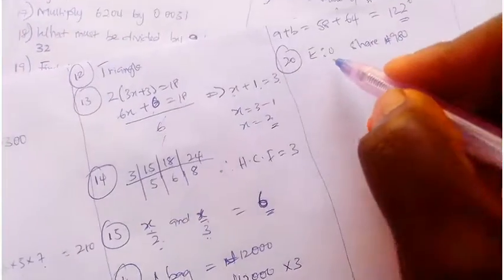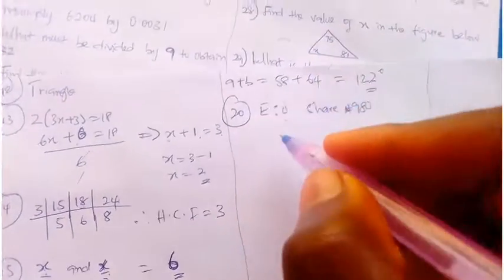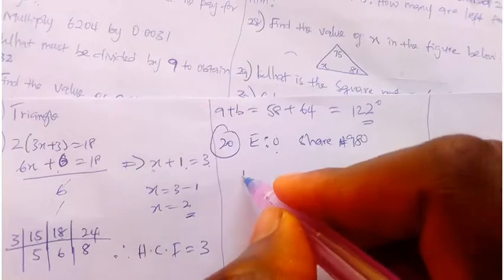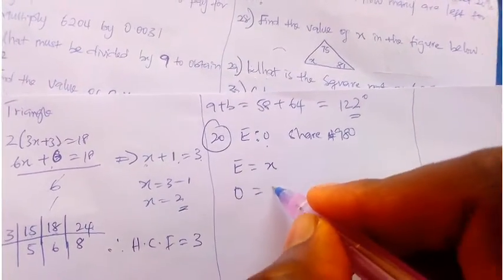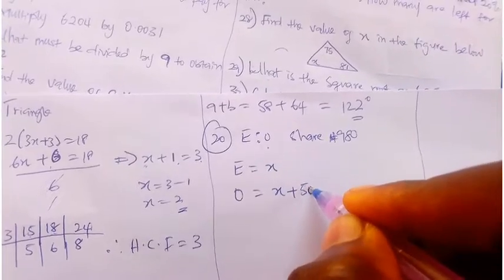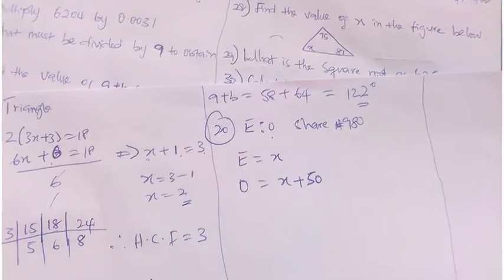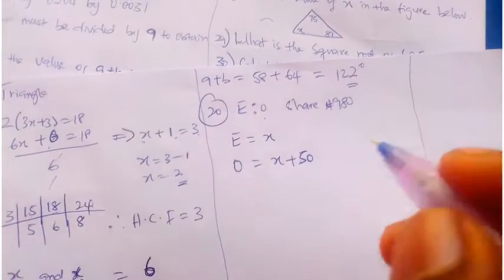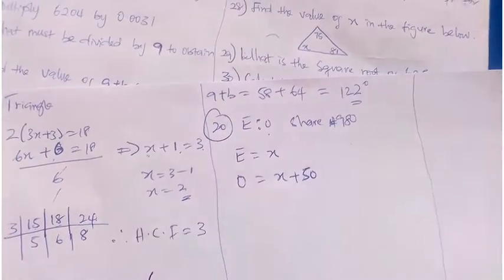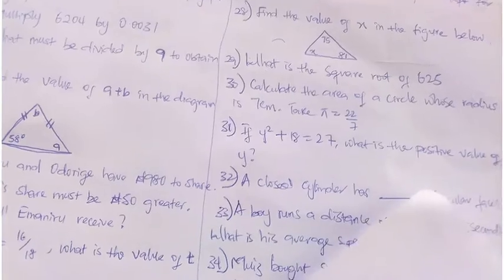Okay, if this guy's share must be 50 greater than, it means that if this guy's share is X, it means O's share will be X plus 50, or 50 plus X, by the way we just read the question. So 50 plus X, that will be this guy's share.